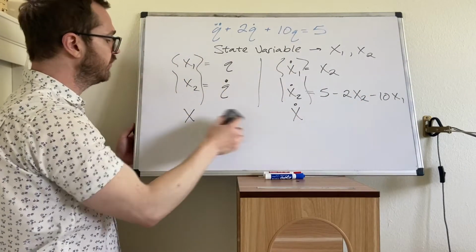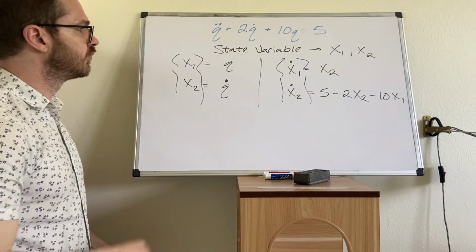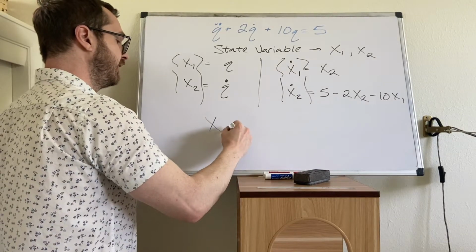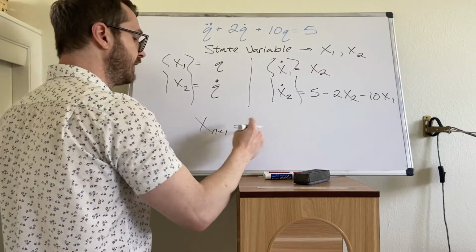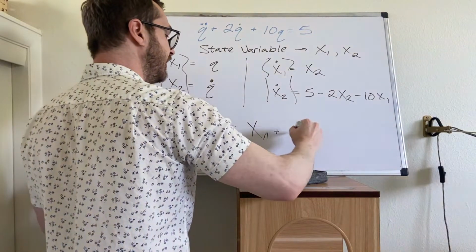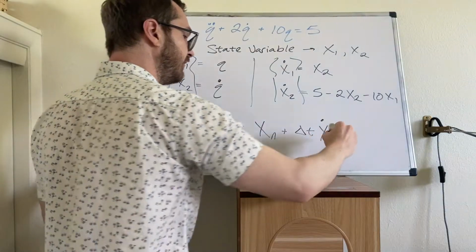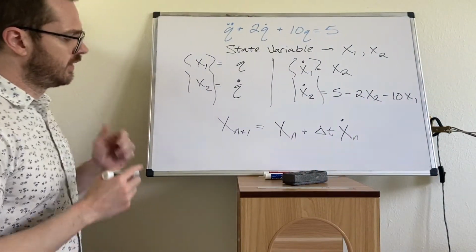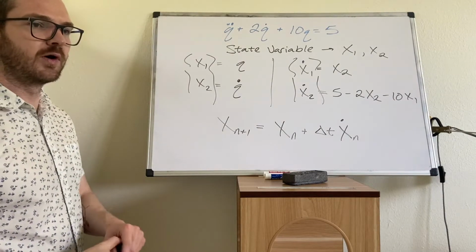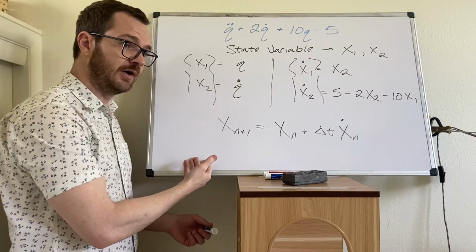So how do we solve this then? Well, let's take Euler's method and recast it using state variables. The update x n plus 1 is equal to the previous value x n plus delta t multiplied by x dot at time n. This was the equation that we had last time, Euler's method, and it worked for a single variable. Well, guess what? It also works for a whole vector of variables.